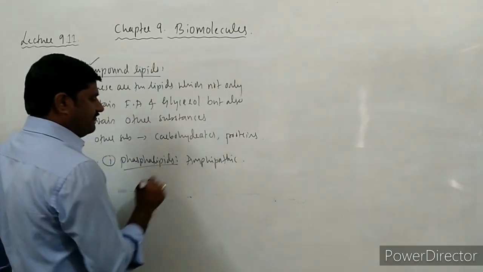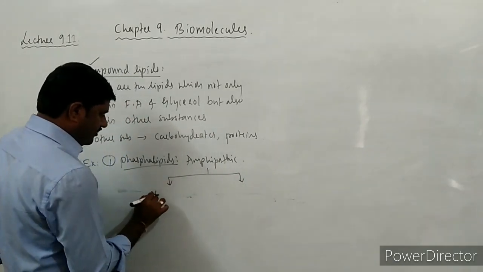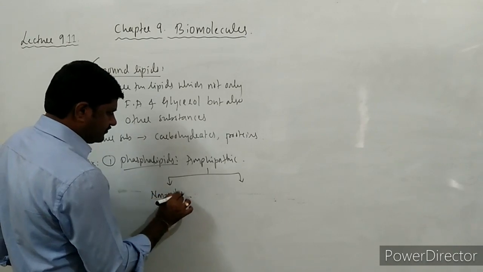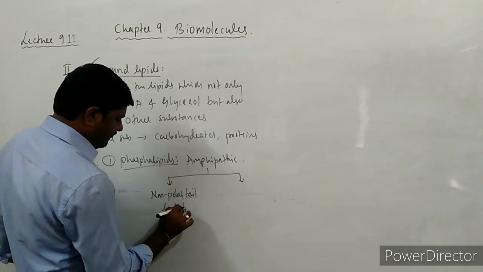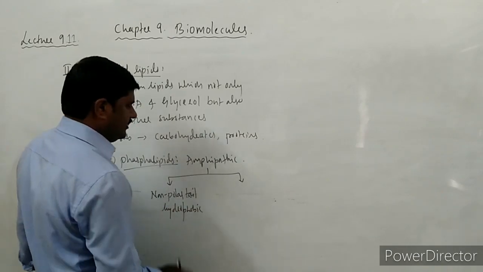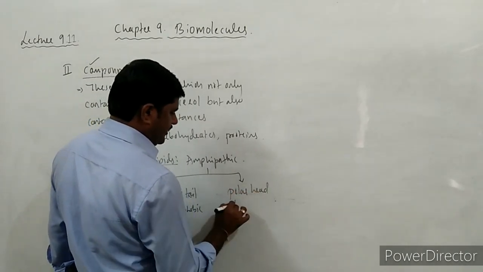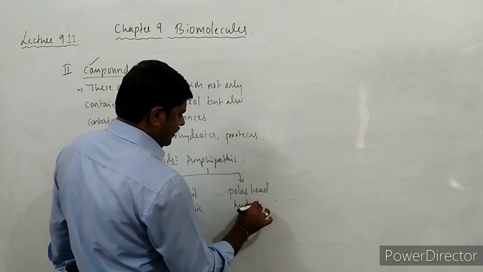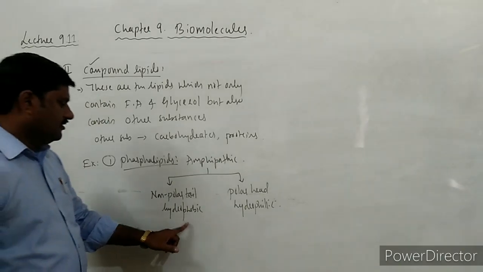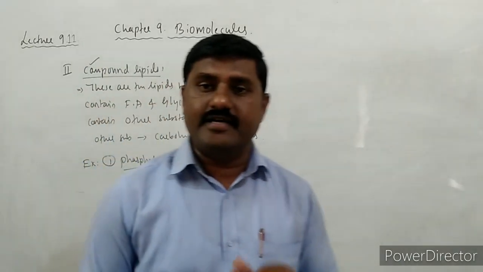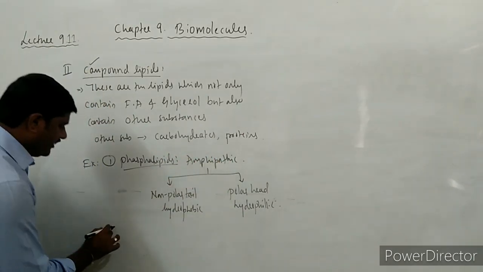These phospholipids are said to be amphipathic. Why they are called amphipathic is because they contain non-polar tails, that is hydrophobic tails, and polar heads, that is hydrophilic. Both the groups, polar heads and non-polar tails, it contains, hence it is said to be amphipathic, right?